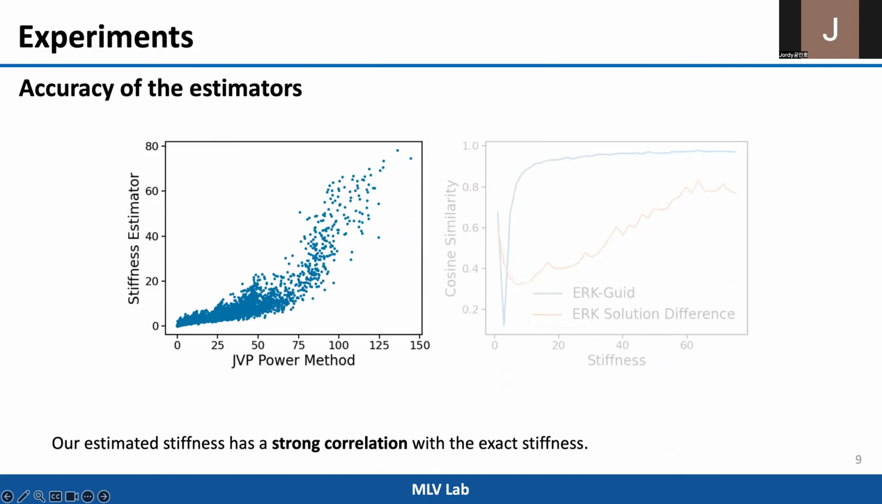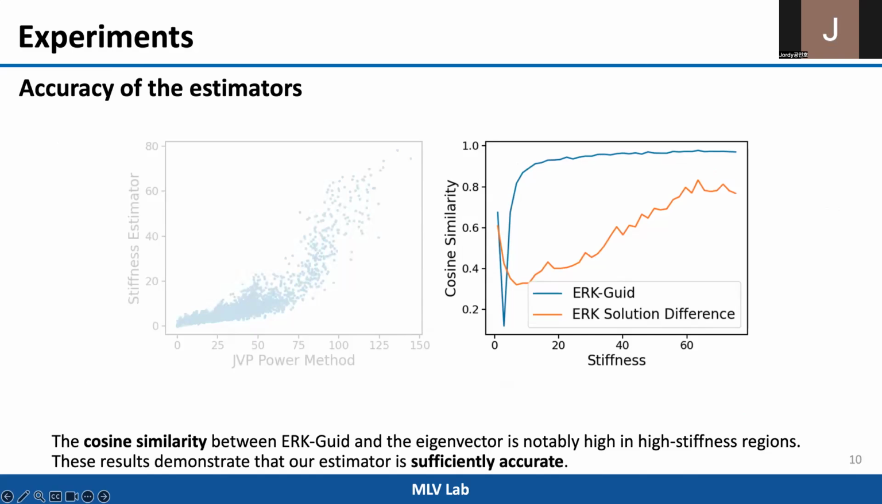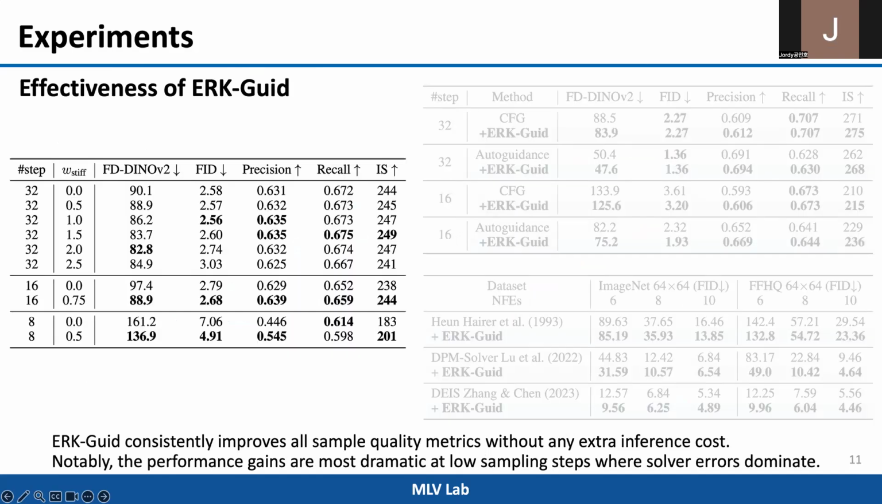Now for experiments. First, we verified our cost-free estimators. As shown here, they show a strong correlation with the exact values obtained from the JVP method and closely align with the dominant eigenvector when stiffness is sufficiently high. This proves our estimators are reliable.